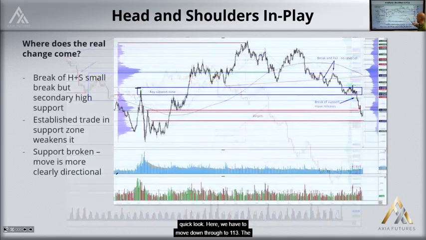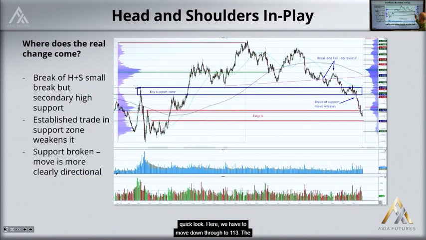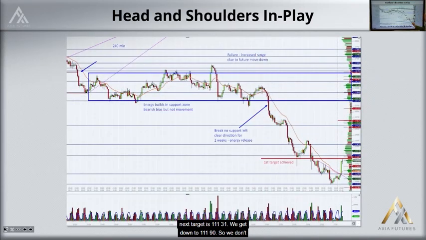You just have a quick look. Here, we have the move down through to 113. The next target is 111.31. We get down to 111.90, so we don't fully reach the second target before we start to get a bounce. That doesn't necessarily mean the end of this head and shoulders pattern. It could well be a short-term stall after a very clear move down, and that's what we're going to have a look at later on.